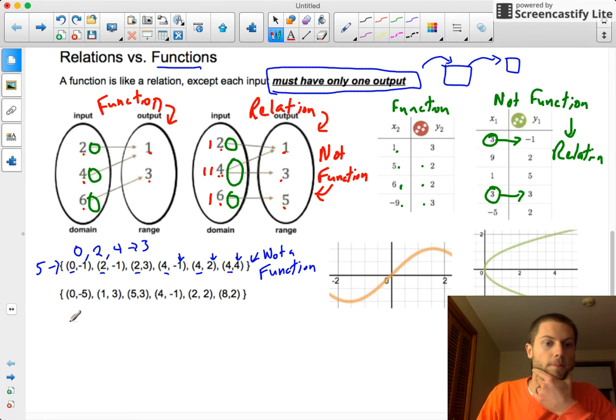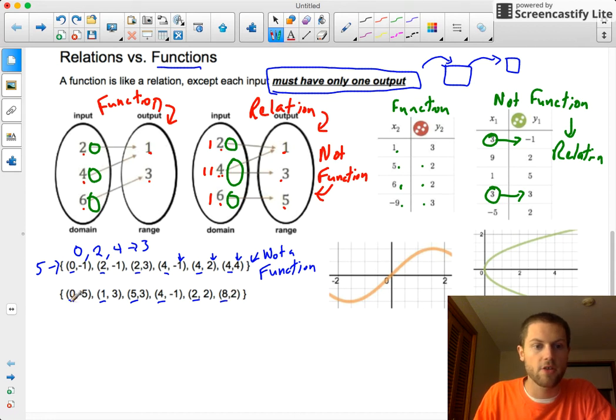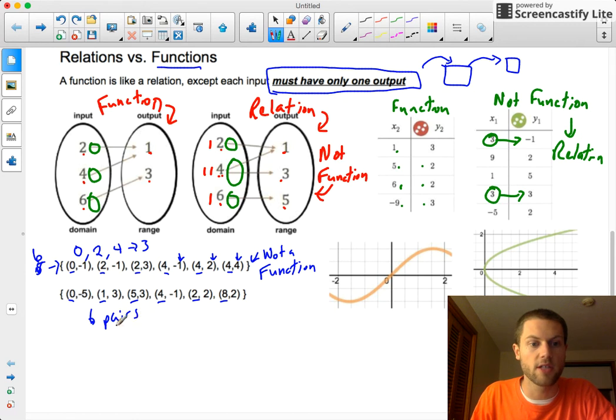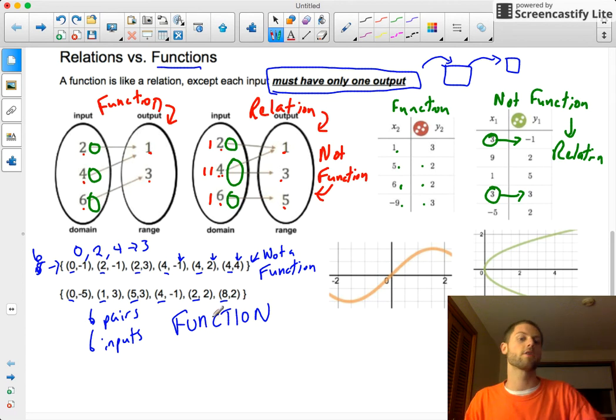So let's look at the second one here. I've got a 0, a 1, a 5, a 4, a 2, and an 8. So right off the bat, these are all different inputs. That's 1, 2, 3, 4, 5, 6. 6 different pairs, or ordered pairs, and actually that's going to be 6 here too. So since I have 6 different pairs and 6 different inputs, then this thing's going to be a function. No repeated inputs. So that's going to be a function here. That one works out.